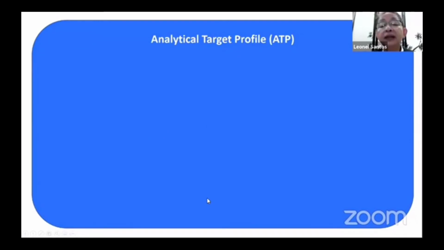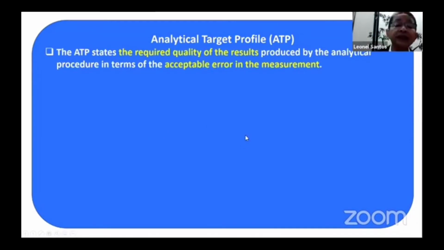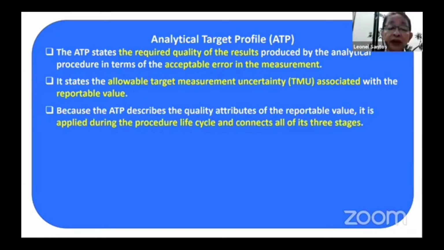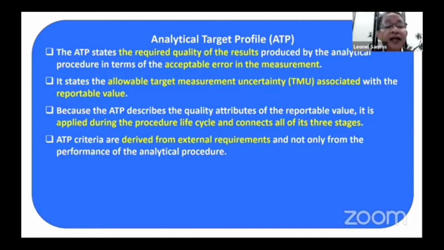Let's talk about the analytical target profile. The analytical target profile states the required quality of the results produced by the analytical procedure in terms of acceptable error in the measurement. It also states the allowable target measurement uncertainty associated with the reportable value. Because the ATP describes the quality attributes of the reportable value, it is applied during the procedure life cycle and connects all 3 stages, stage 1, 2, and 3. The ATP criteria are derived from external requirements and not only from the performance of the analytical procedure.